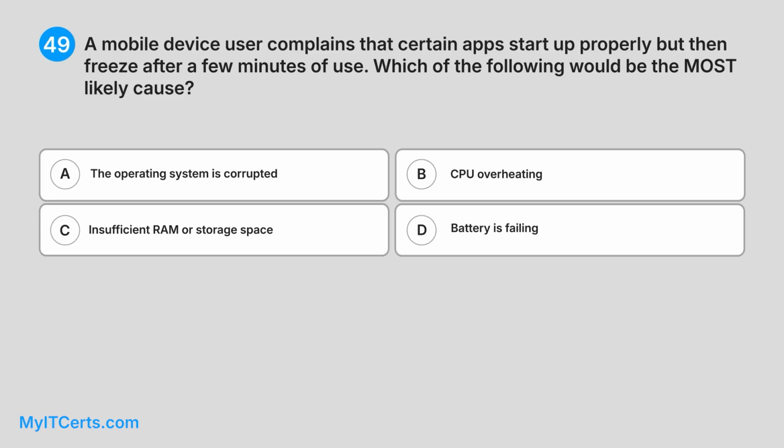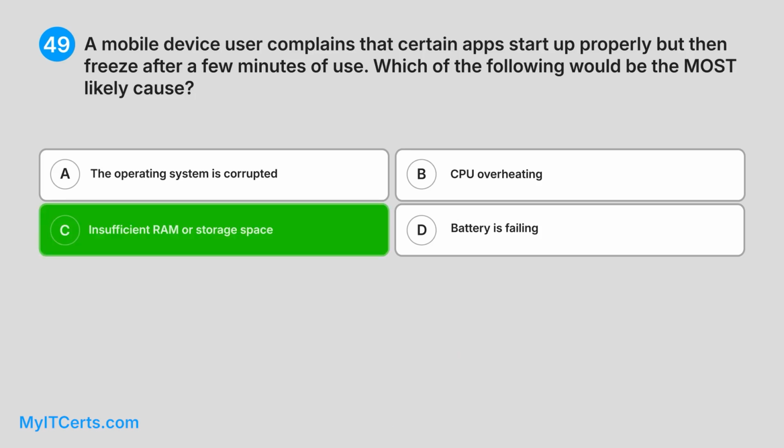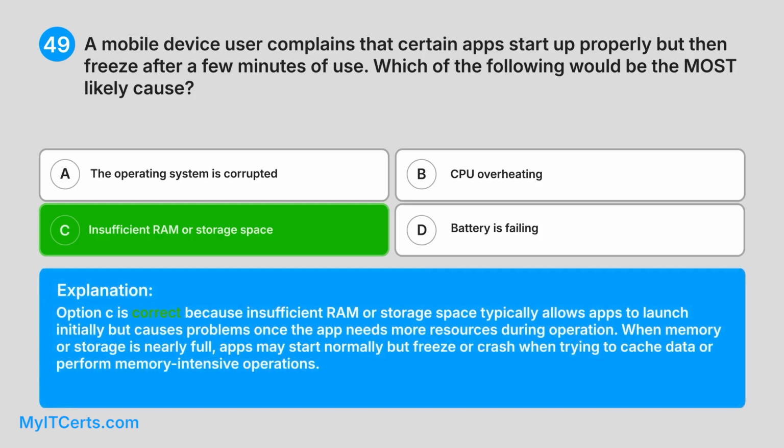Correct answer. C. Insufficient RAM or storage space. Explanation. Option C is correct because insufficient RAM or storage space typically allows apps to launch initially, but causes problems once the app needs more resources during operation. When memory or storage is nearly full, apps may start normally, but freeze or crash when trying to cache data or perform memory-intensive operations.